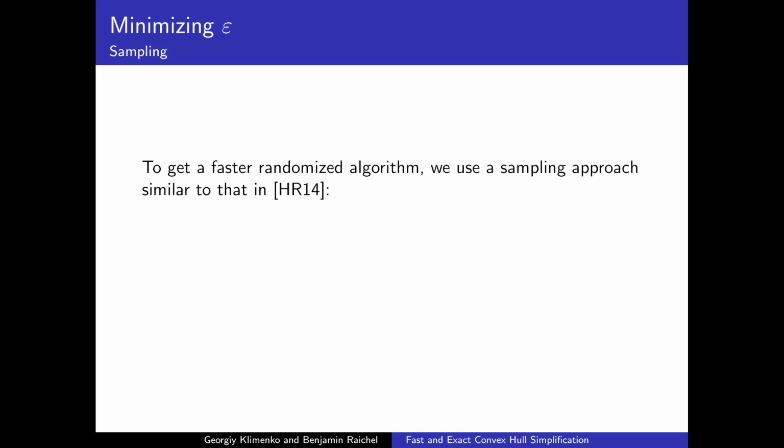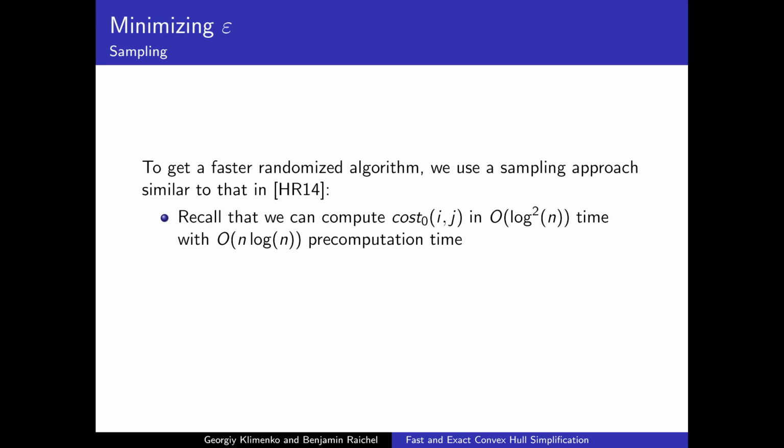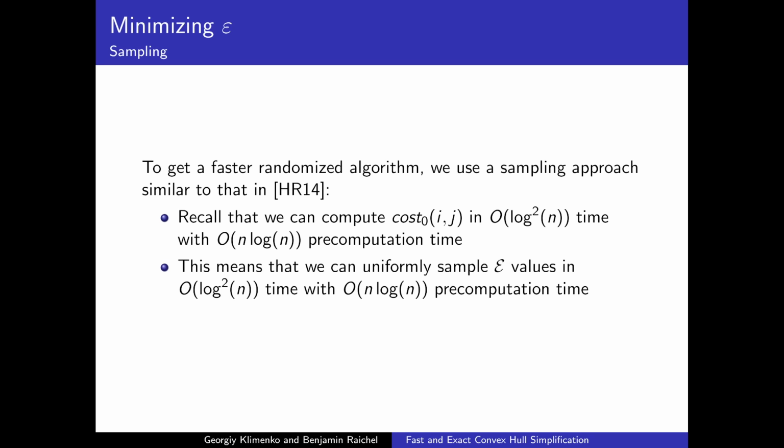So instead we use a sampling procedure to reduce the search space, and we apply a procedure similar to the one shown in the paper called Fréchet Distance Revisited and Extended. Now for sampling, recall that we could compute cost zero values in log squared n time as long as we did the n log n precomputation. So we essentially sample epsilon values in the same time, as all we need is to compute the cost zero values.